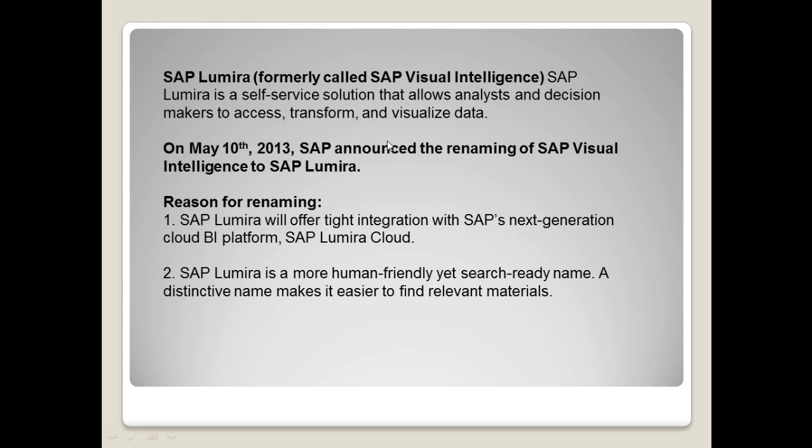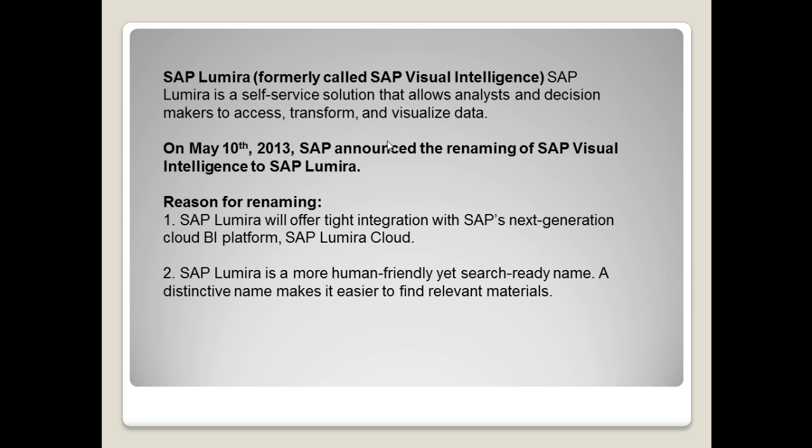We will discuss SAP Lumira in this session. So first of all, what is SAP Lumira? It is formerly called SAP Visual Intelligence. It is a self-service solution which will allow our data analysts and decision makers to access the data from various data sources and then transform that data as per the requirement and then turn that data into visualizations or storyboards.